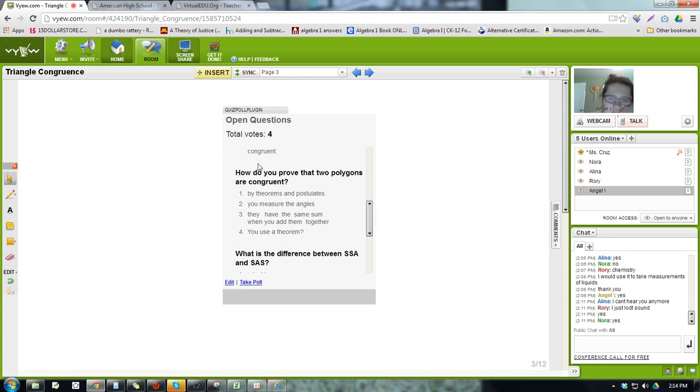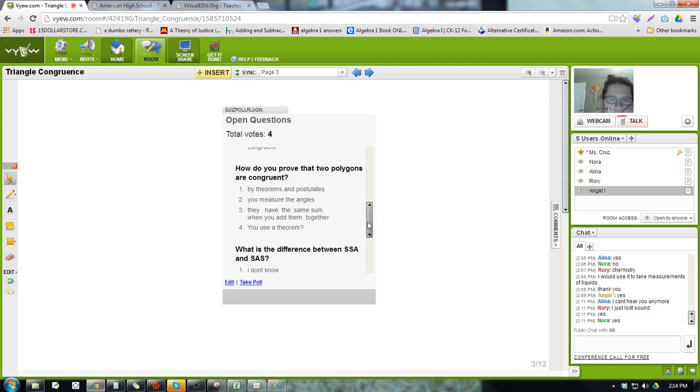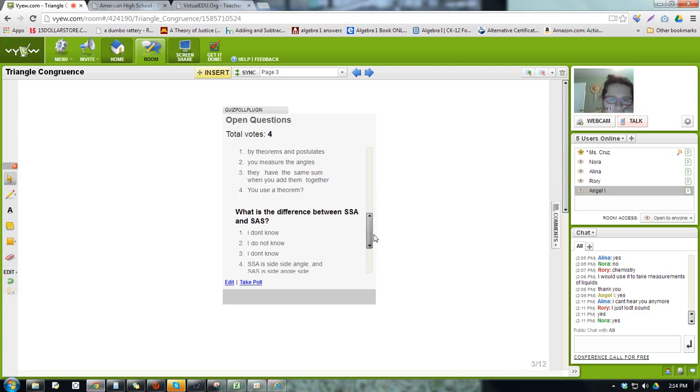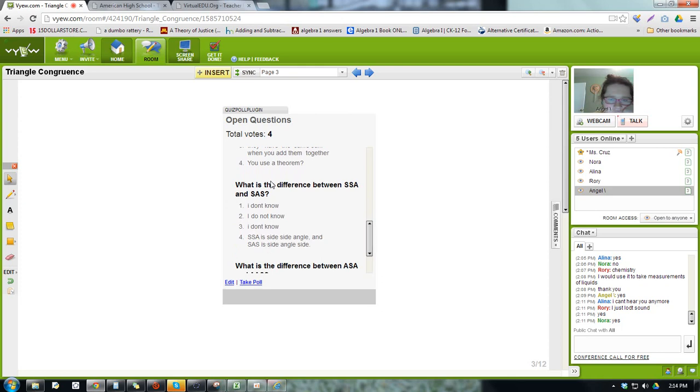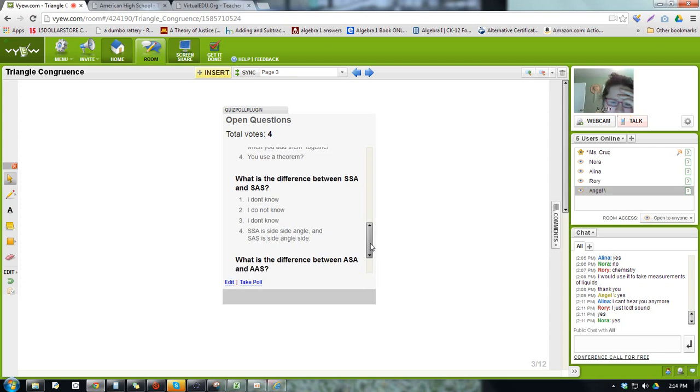Okay. How do you prove two polygons are congruent? By theorems and postulates. You measure the angles. Good. Same sum when you add them together. Okay. Use a theorem. All right. Nobody knows, but that's okay. So nobody knows the difference between SSA and SAS. Oh, wait, hold on. Oh, no, we got one of you does know the difference. And you're correct. Side, side, angle, and side, angle, side.